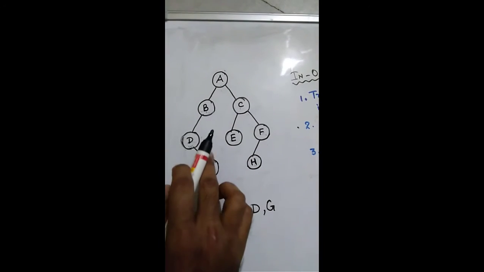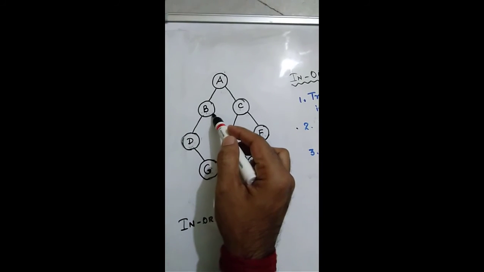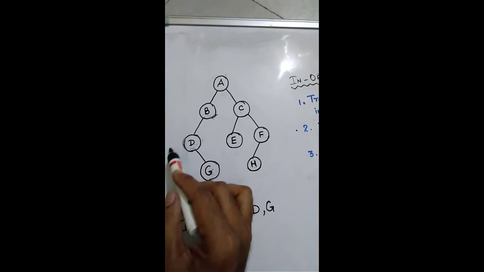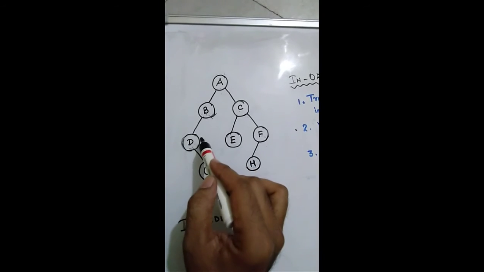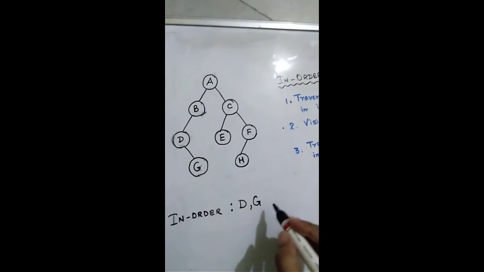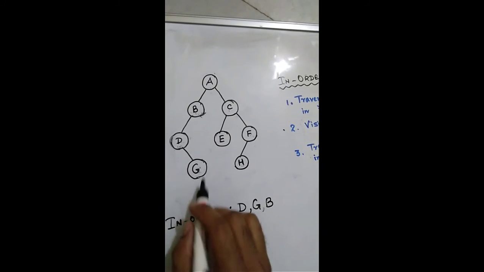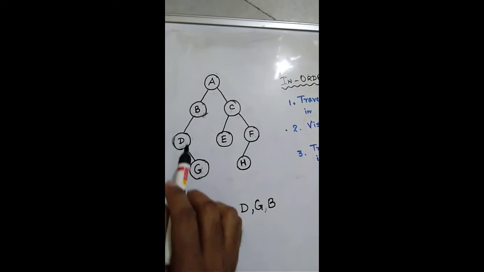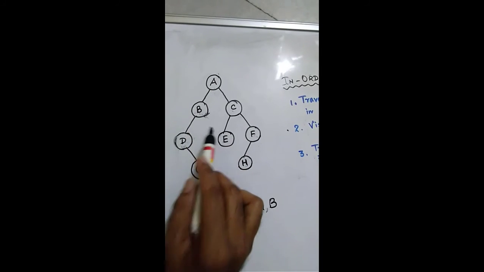Now we have completed visiting the left part of this left subtree B. If we consider this part B, D and G, we have traversed the left part of B, as there exists no right part. So after left we will visit the root, which is B. So after D, after G, we will visit the root B. Now there exists no right part.